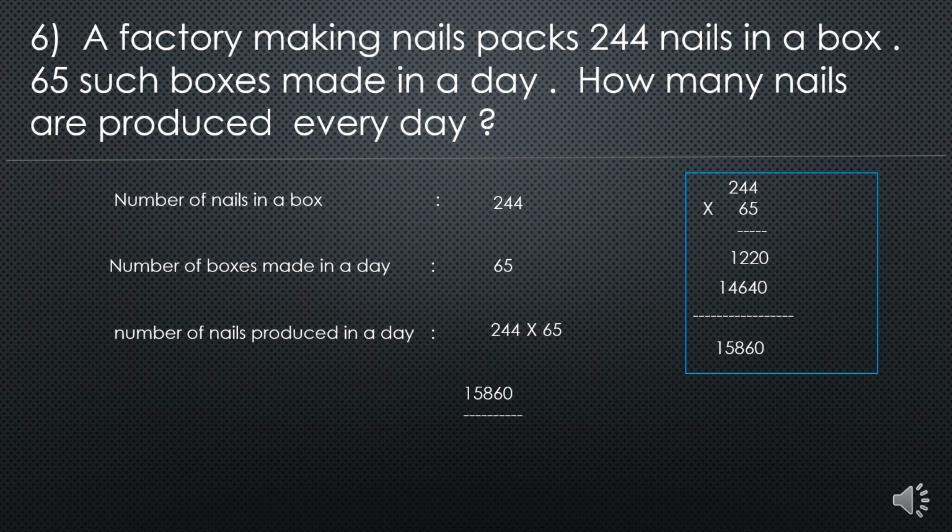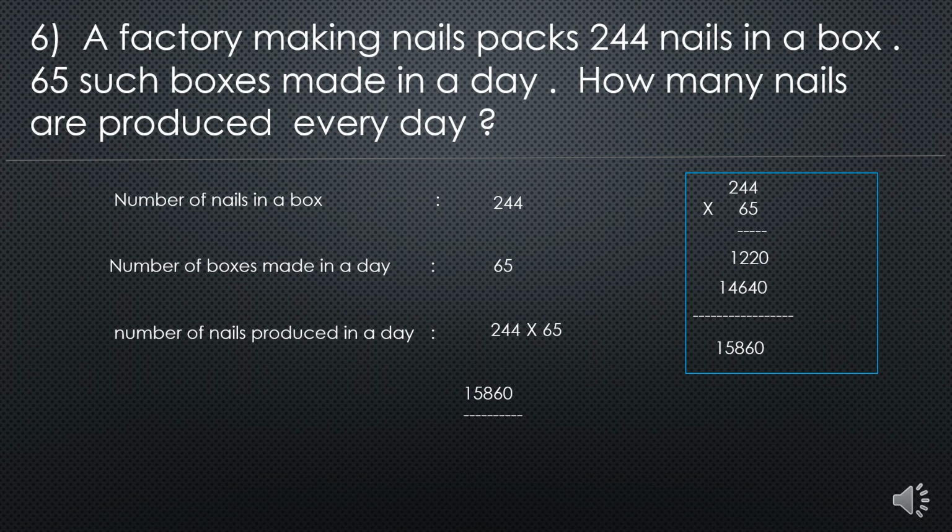So what is the product we are getting when you multiply 244 by 60? You are getting 14,640. So we want to add the two products, 1220 plus 14,640. When you are adding, what are you getting?